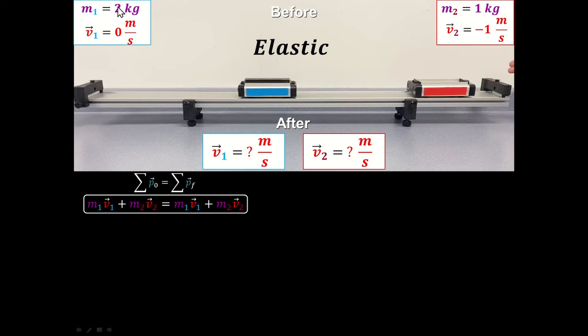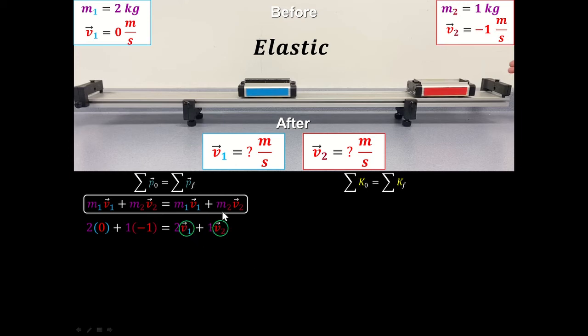So I've got 2 kilograms that's initially stopped, and then I've got 1 kilogram over here moving to the left at 1 meter per second. And I'm not going to play the video until we calculate what's going to happen. So we plug in the numbers. 2 kilograms initially stopped, 1 kilogram moving to the left. Afterwards, for the 2 kilogram mass, we want to find out its velocity, and for the 1 kilogram mass, we want to find out its velocity.